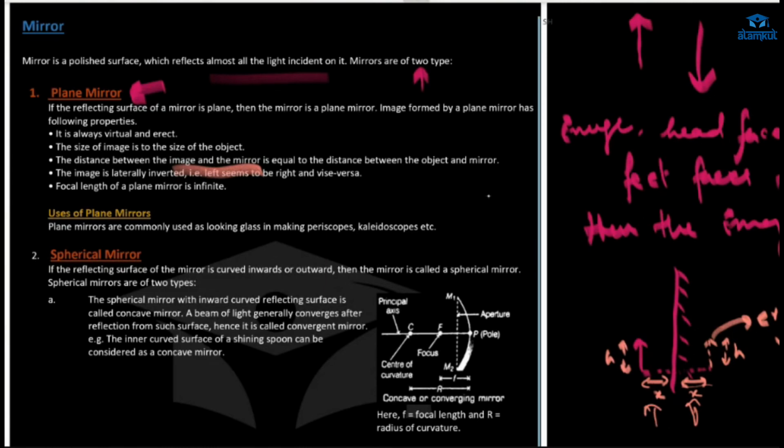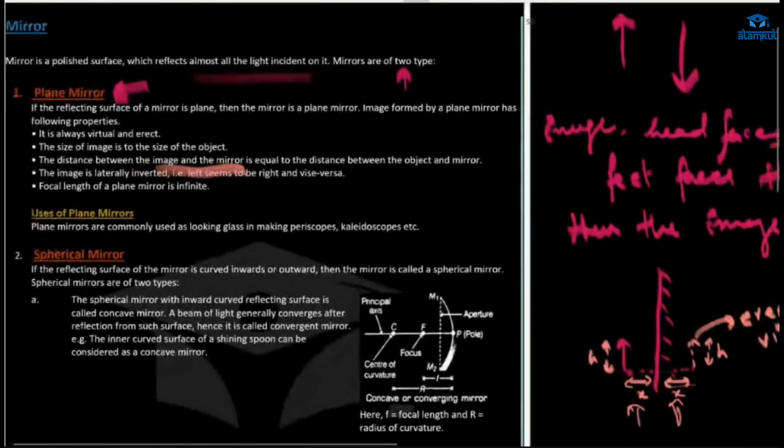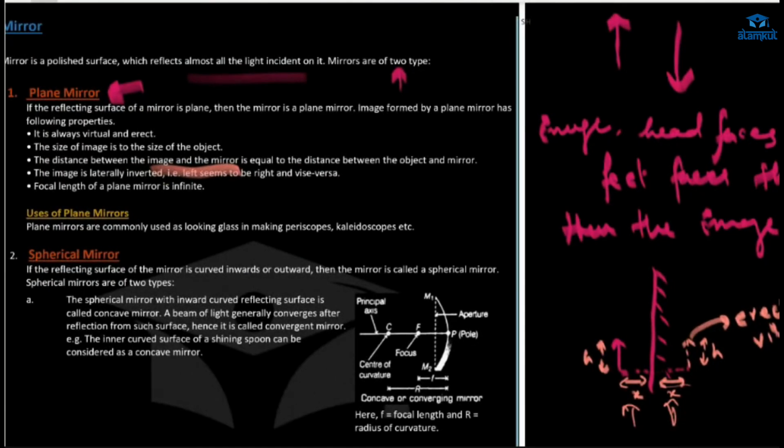The image is laterally inverted: left seems to be right, and vice versa, because in a plane mirror we experience our image as laterally inverted. When we stand in front of the mirror and lift our right hand, we will see that our image is lifting its left hand, right? So this is called laterally inverted.